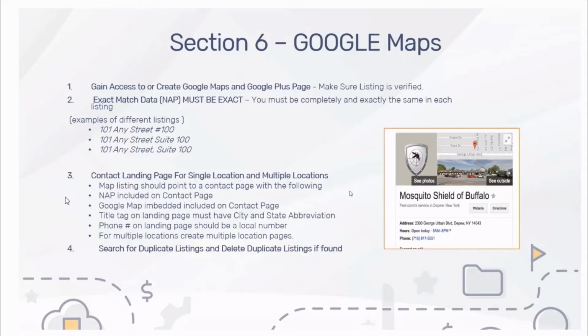Contact landing page for single location or multiple locations. If you have, let's say, 4 locations for that business, you'll have different pages with different contacts for each of the locations, related to different Google Map listings. And obviously, search for duplicate listings and delete duplicate listings if found.